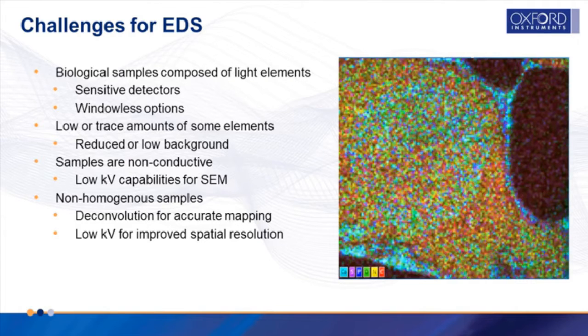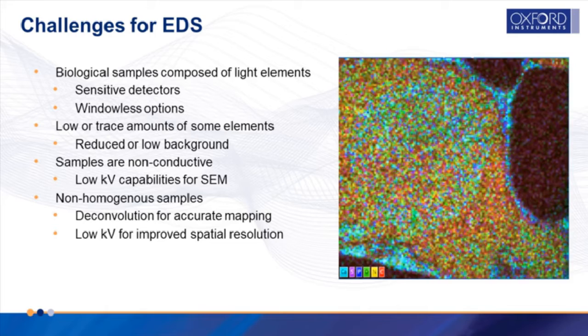Some of the challenges for EDS using biological samples are listed on this slide, some of which we have already touched upon, and the potential solutions. We have already discussed how biological samples are composed of light elements, and to address this you need sensitive detectors, with windowless detector design being one of the key areas. It's also important that we have low kV capabilities for SEM, especially with samples that are non-conductive.